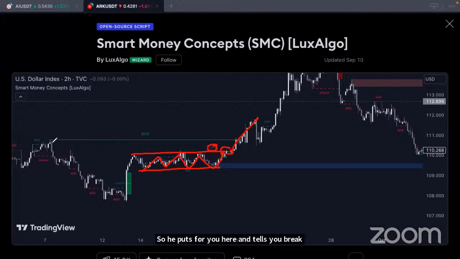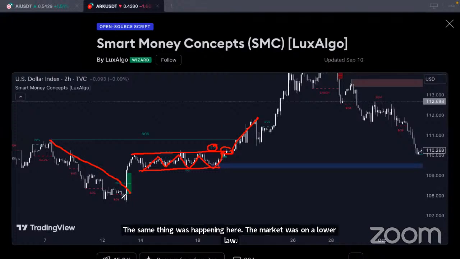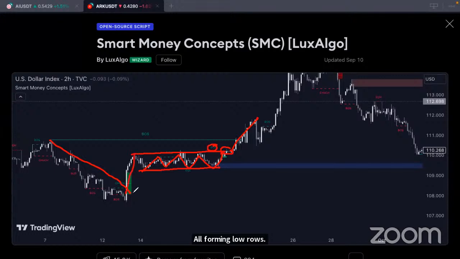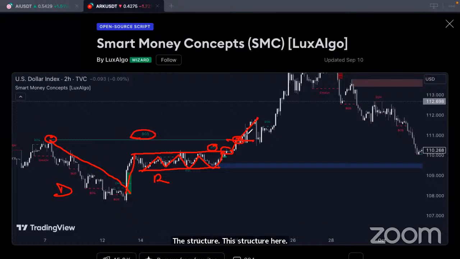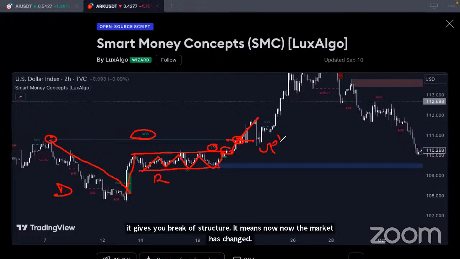The same thing was happening here. The market was forming lower lows and lower highs on a downward trend. It was a downtrend, then it becomes a ranging market. Then it breaks the structure, this structure here, and it gives you break of structure. It means now the market has changed from a downtrend to a ranging market, now to an uptrend.